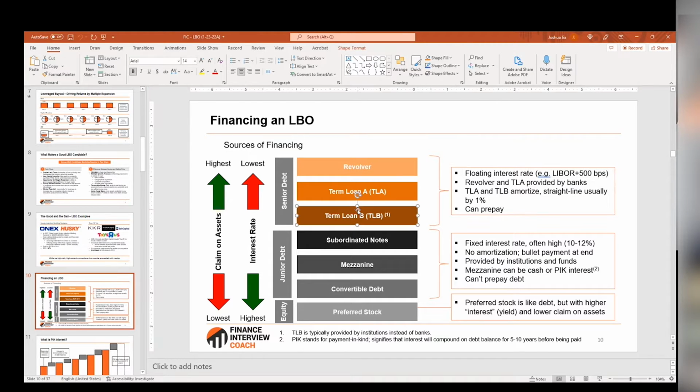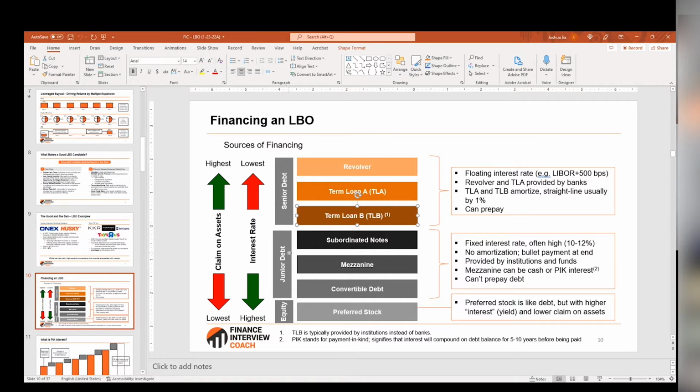Term loan B is the same thing as term loan A, except it's provided by institutions instead of banks. All right, let's jump to junior debt. Now, if a company has maxed out on senior debt, because they probably want to max out on senior debt, it's cheap debt. And the bank's like, okay, you got 4 times from us, 4 times EBITDA. That's how they usually measure it, by the way, off EBITDA. We don't want to give you any more senior debt. And you're like, but I need more debt because I need to bid a higher price so I can win the deal.